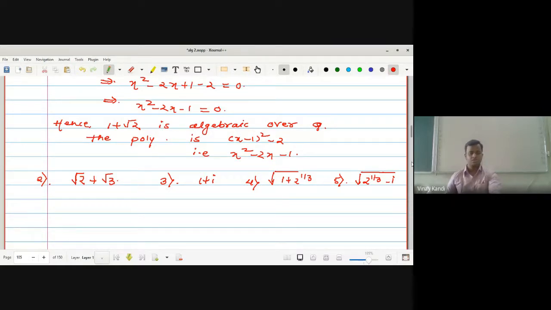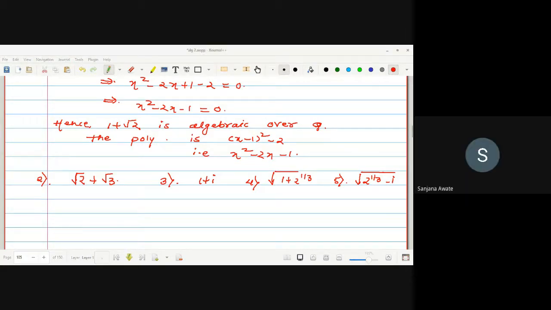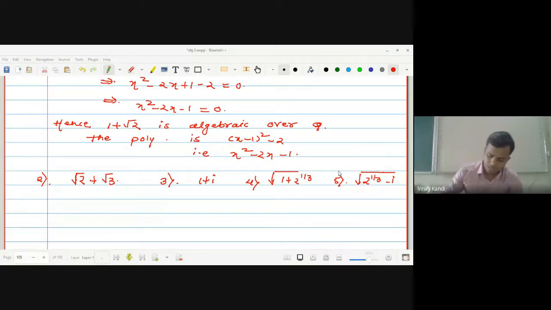What is the answer? x square minus 2 into square root of x minus 1 is equal to 0. x raised to 4, degree 4. Over Q.